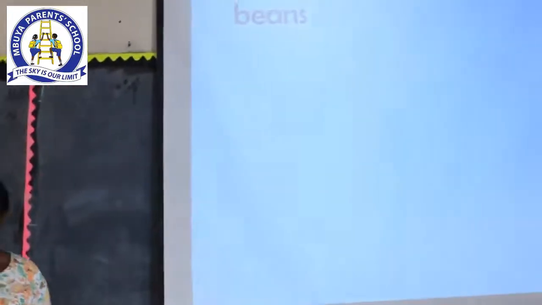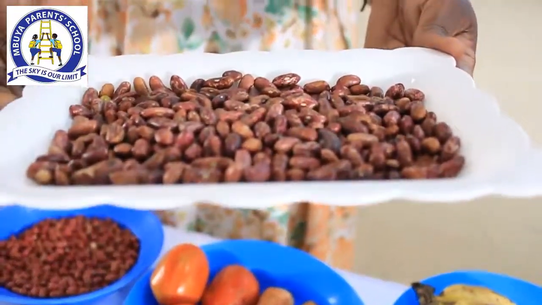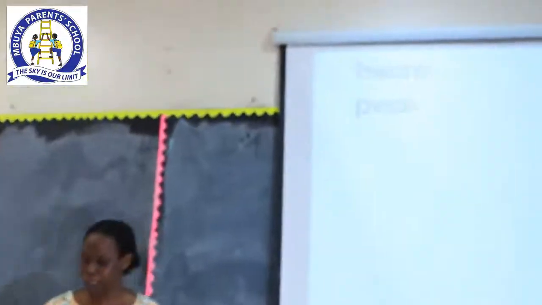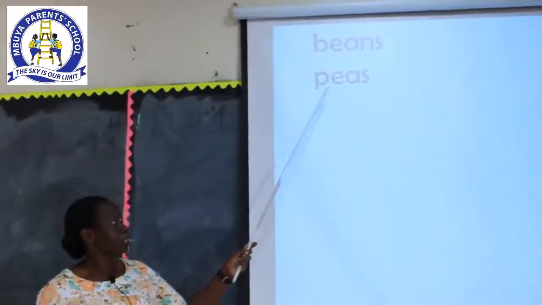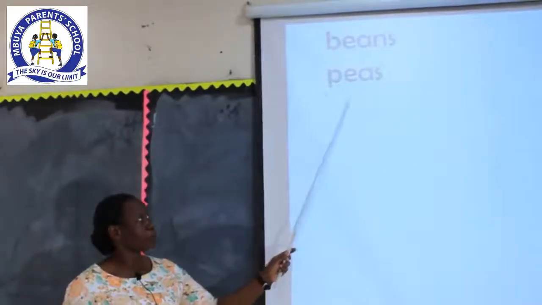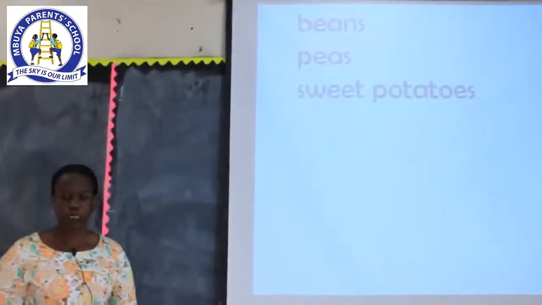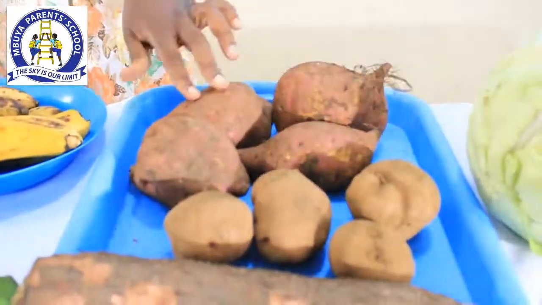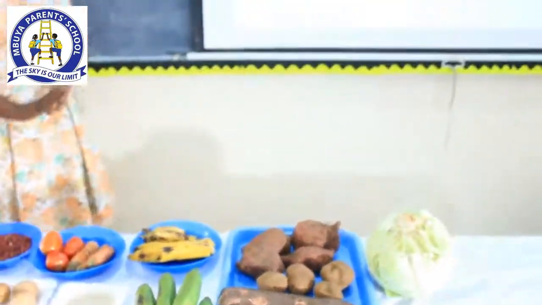Our next word, we have the word beans. Here are beans. Say it again. Beans. Good. We move to the next word. We have peas. Let us spell the word peas, children. Peas. P-E-A-S. Peas. Very good. Let's move on to the next word. Sweet potatoes. Very good. Let's move to the next word.